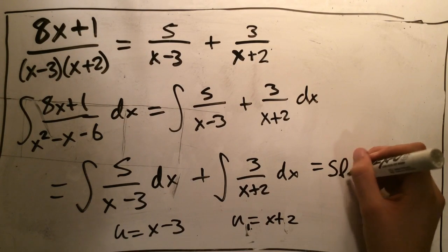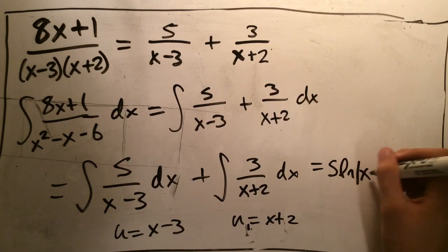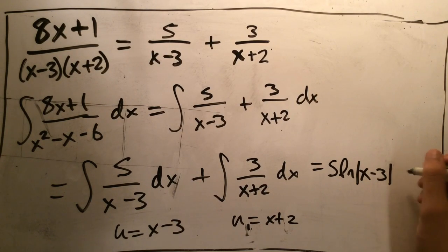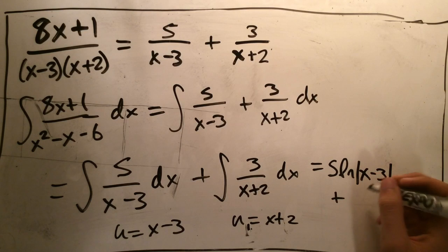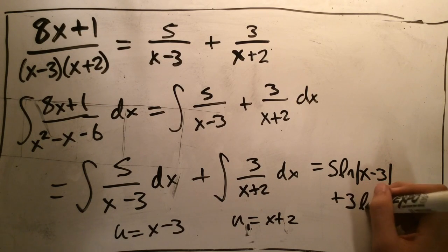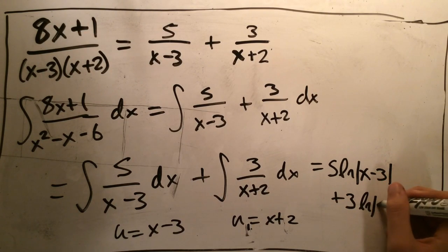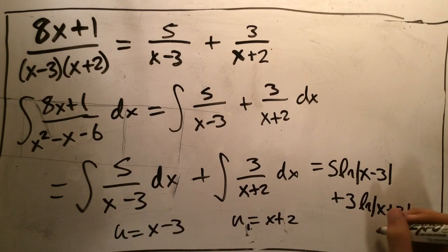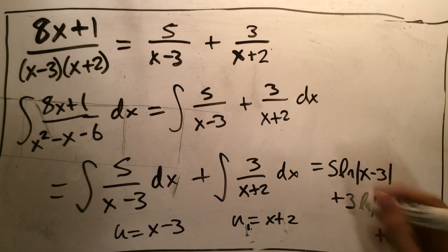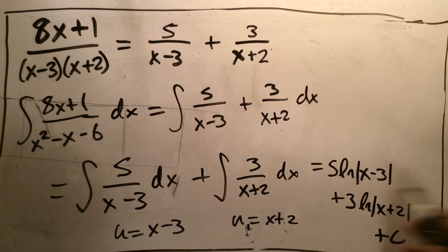5 times the natural log of the absolute value of x minus 3 plus 3 times the natural log of the absolute value of x plus 2 plus c. Sorry, my expression is messed up here, but I'm out of room. Alright, and that would be your answer.